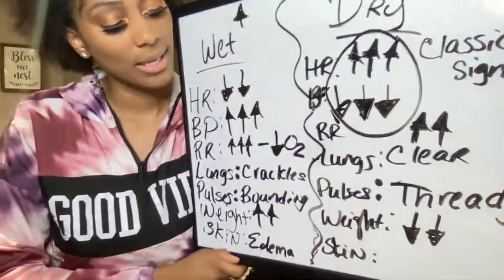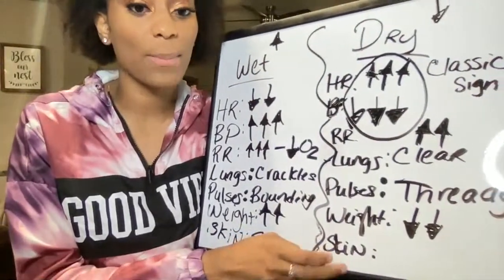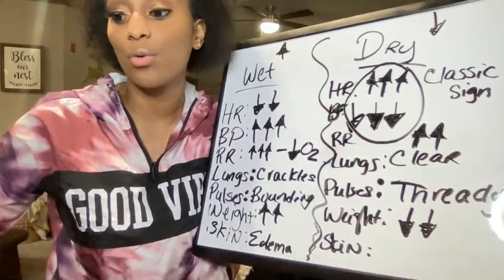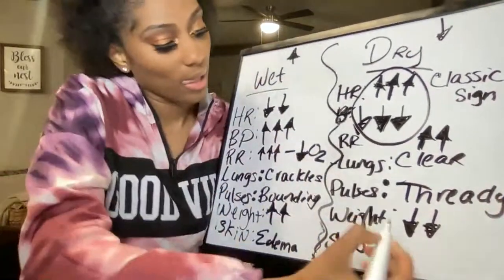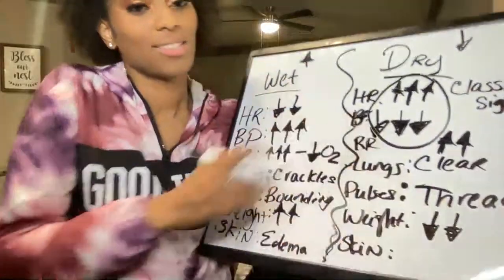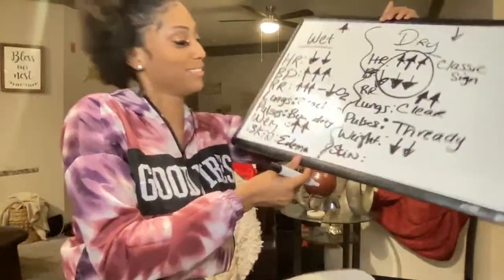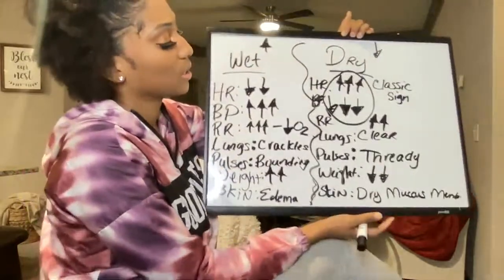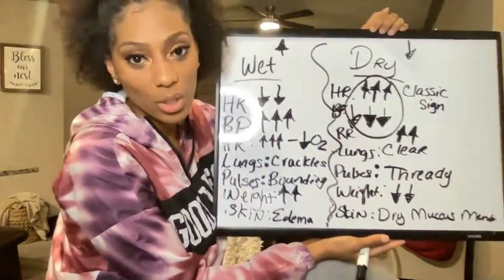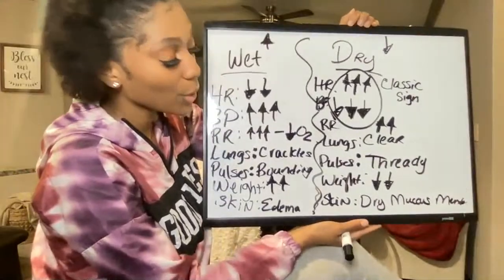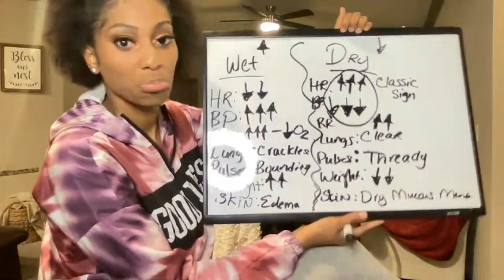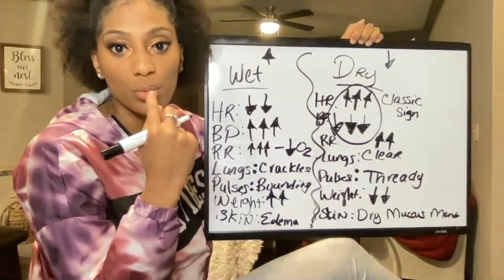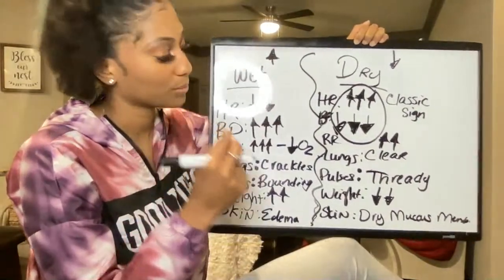So for the skin, for a dry patient, all the mucous membranes are going to be dry. So we're just going to put dry mucous membranes. That's kind of self-explanatory. You're going to be a little crusty, all of this is going to be dry. I know a lot of times, like if your tongue is super duper white, that means you need to drink some water.